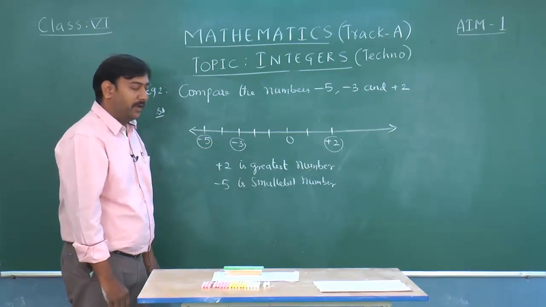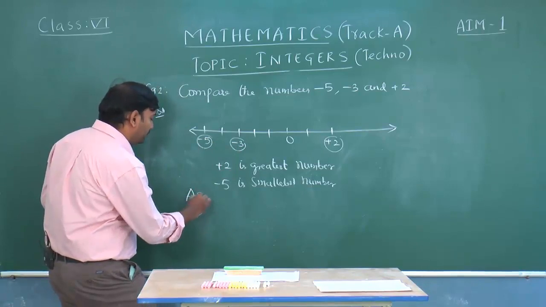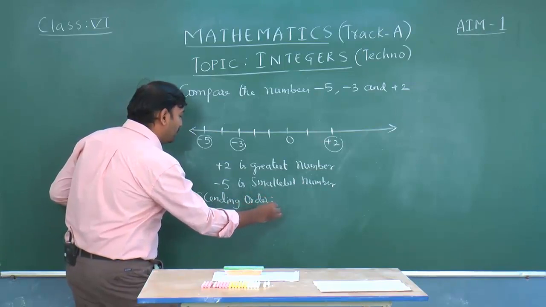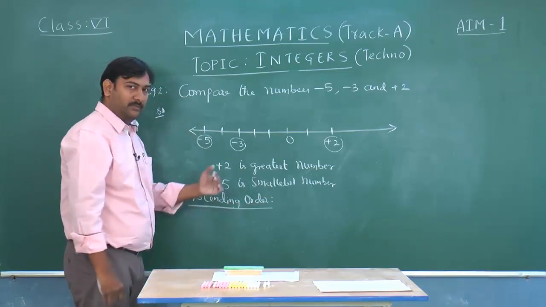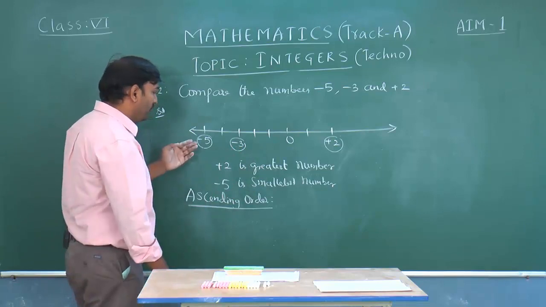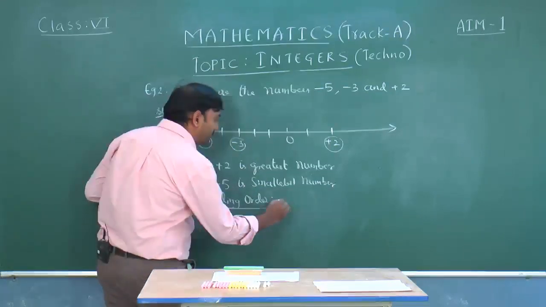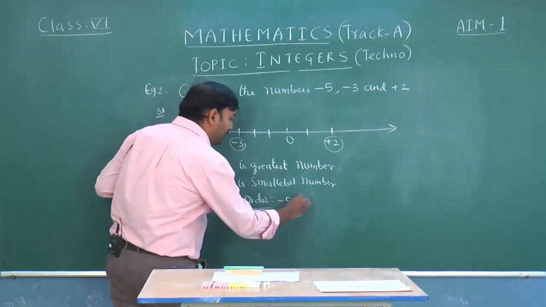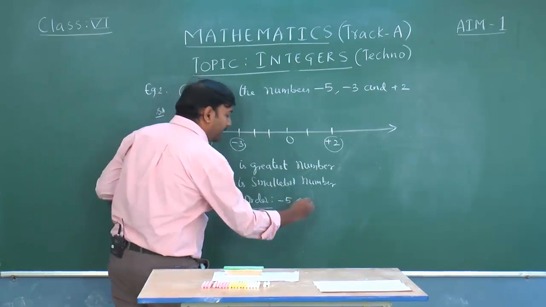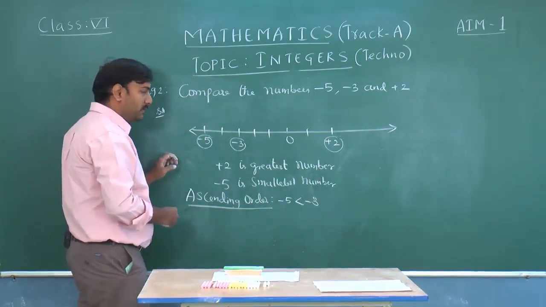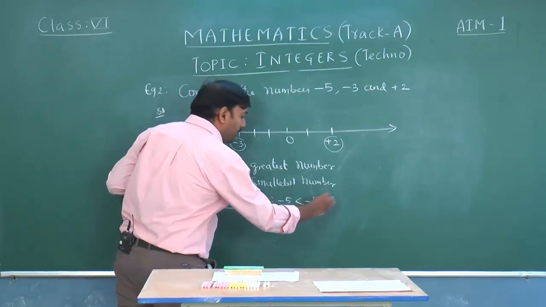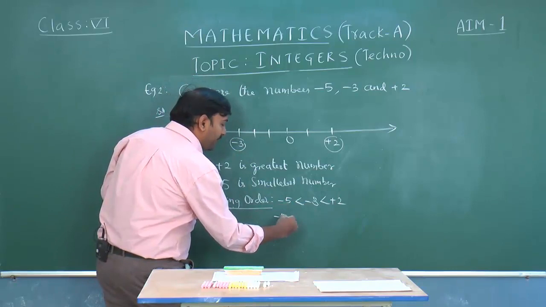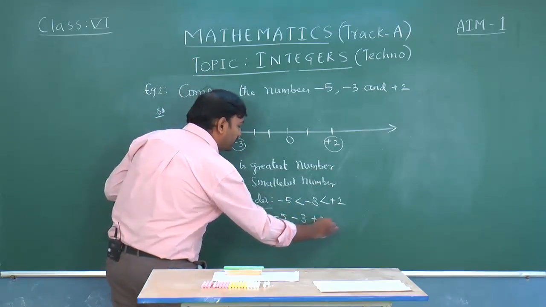In the same example, if I ask you to write the ascending order, the ascending order means arranging the numbers from smallest to greatest. The smallest number is -5. So -5 is less than the next smallest number, which is -3, and -3 is smaller than the next number, which is +2. So the ascending order of the numbers is -5, -3 and +2.